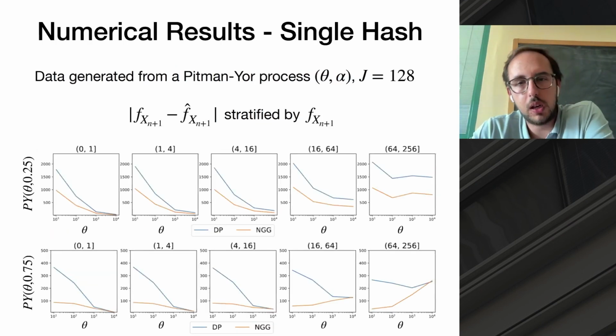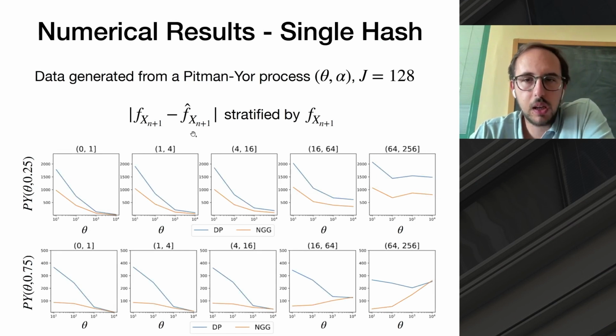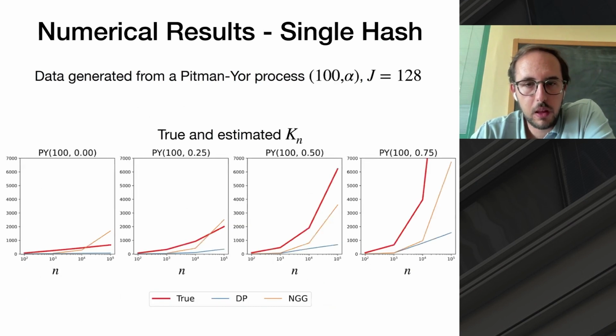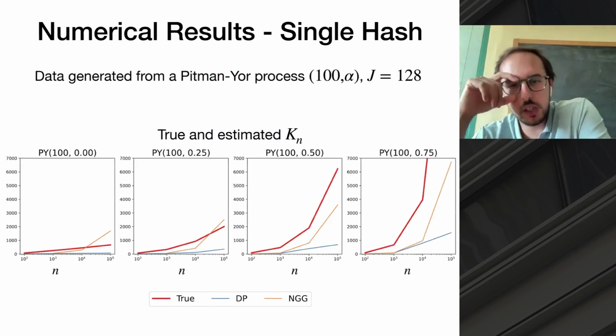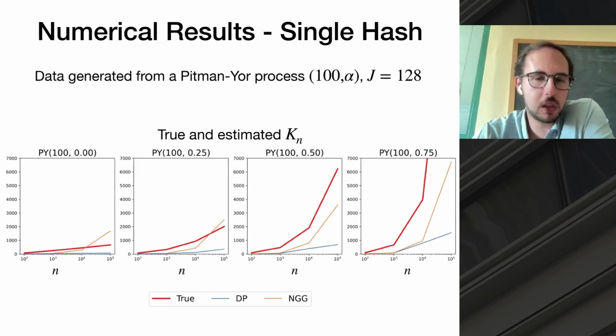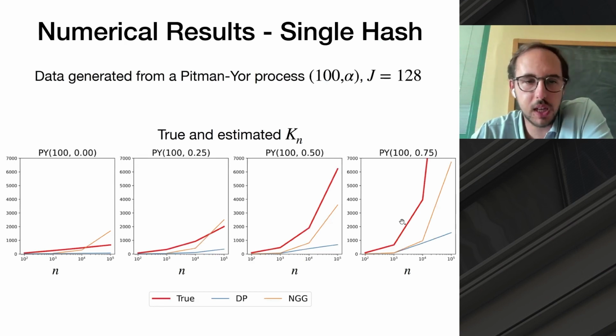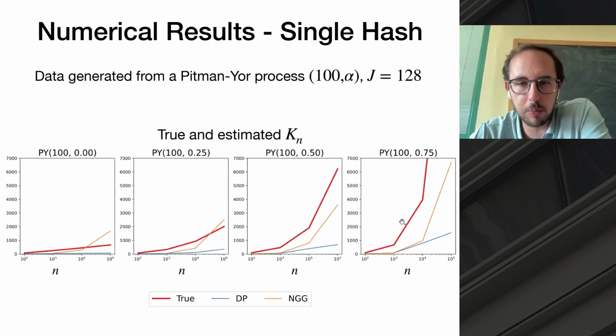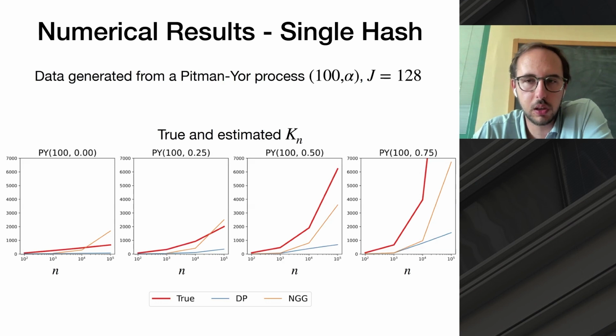And we did some experiments where we show that basically the normalized generalized gamma process does a better job at the frequency recovery problem. And as I said in the beginning, we also have the case for cardinality recovery problem. And here again, we show that the normalized generalized gamma process does a better job than the Dirichlet process when there is data generated with a power law.